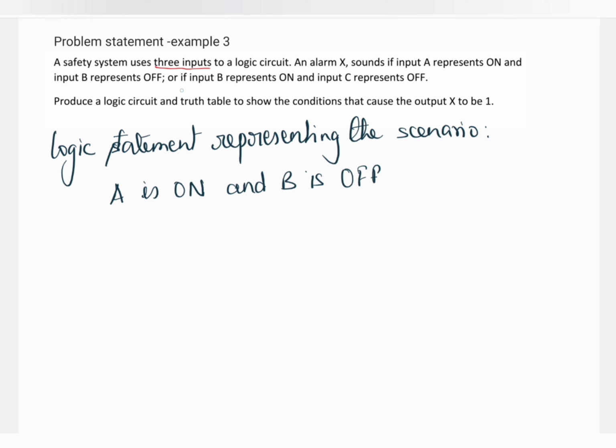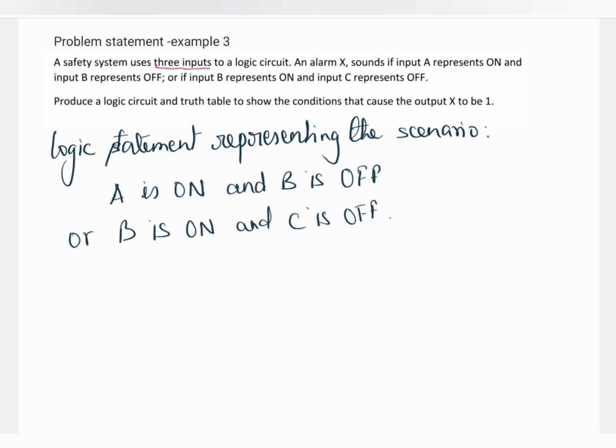And then there is an OR. So we are writing the OR separately. Or B represents on, B is on, and C is off. This is the explanation for this whole scenario.